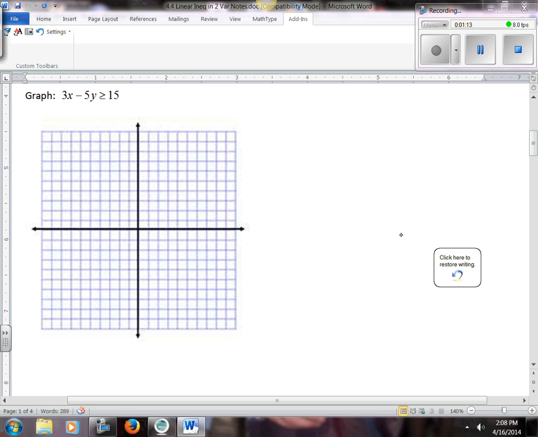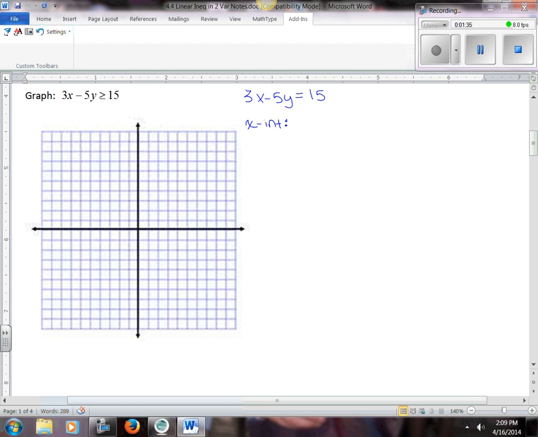I've got 3x minus 5y is greater than or equal to 15. First step, we change that inequality sign to an equal sign. We're either going to graph it by solving so it's y equals mx plus b, or we can use the x and y intercepts. The x and y intercepts would be pretty simple for this one, so let's go ahead and do that.